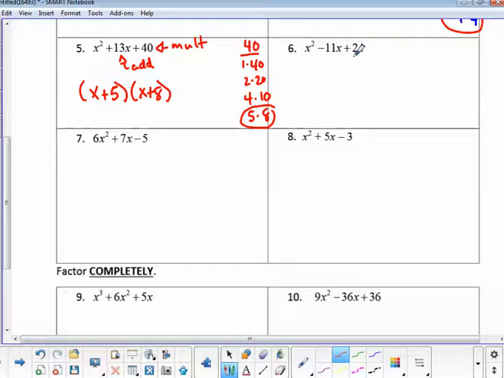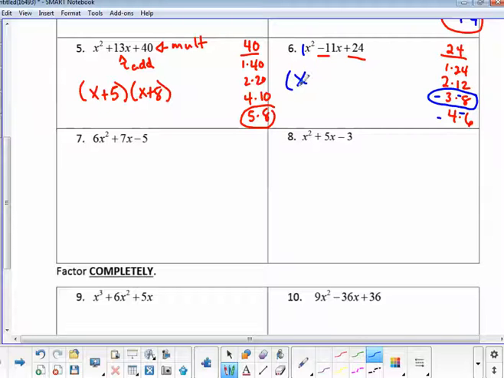So this is the same kind of problem. I need numbers that multiply to 24 and add to negative 11. So I'm going to make a list of numbers that multiply to 24. 1 times 24, 2 times 12, 3 times 8, 4 times 6. None of them add to negative 11, so stick a negative on them and you'll find a pair that does. Looks like this is the pair. Negative 3 times negative 8 gives you 24. If you add them, it makes negative 11, and there's no number in front of the x squared, which makes this the easy kind of factoring. X minus 3, x minus 8.